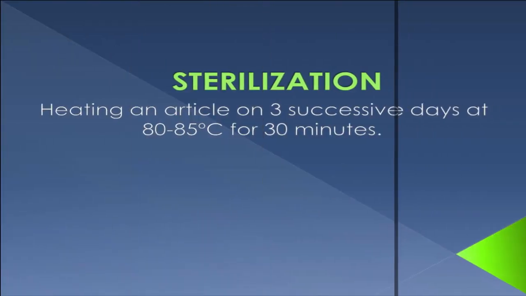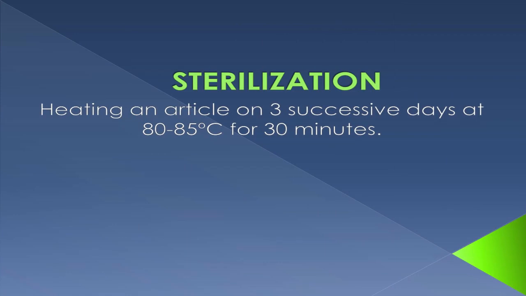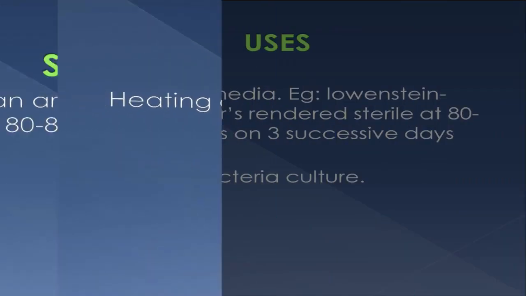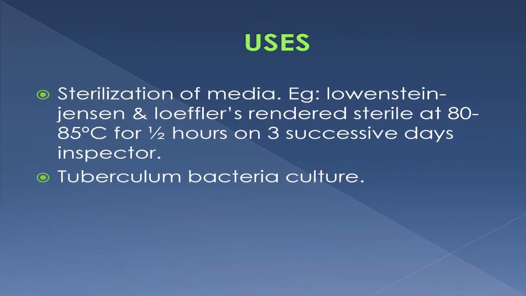Inspissation sterilization is the process of heating an article on 3 consecutive days at 80 to 85 degrees Celsius. The method kills all vegetative forms and spores. Coming to the uses, sterilization of media, for example Lowenstein-Jensen and Loeffler serum, rendered sterile at 80 to 85 degrees Celsius for half an hour on 3 consecutive days in the inspissator. And then next is tubercle bacilli culture.